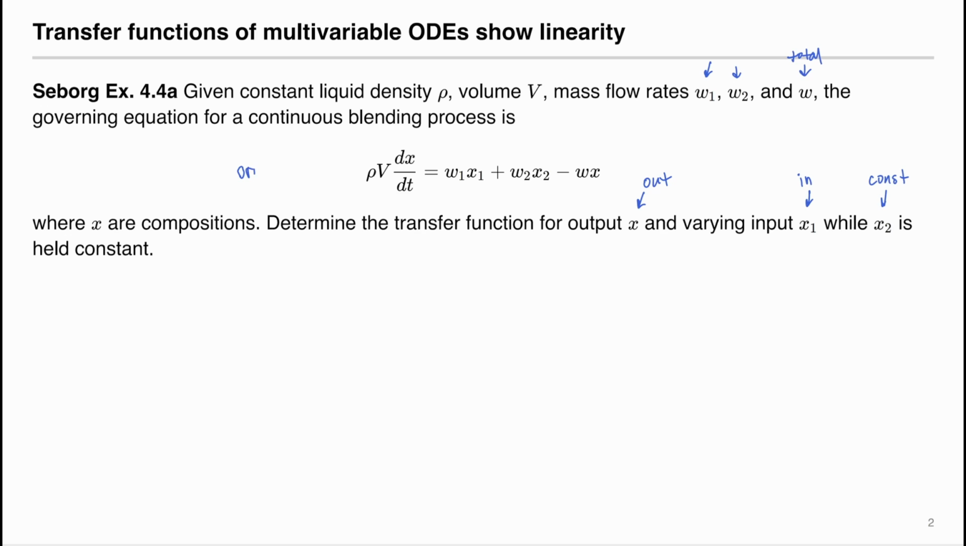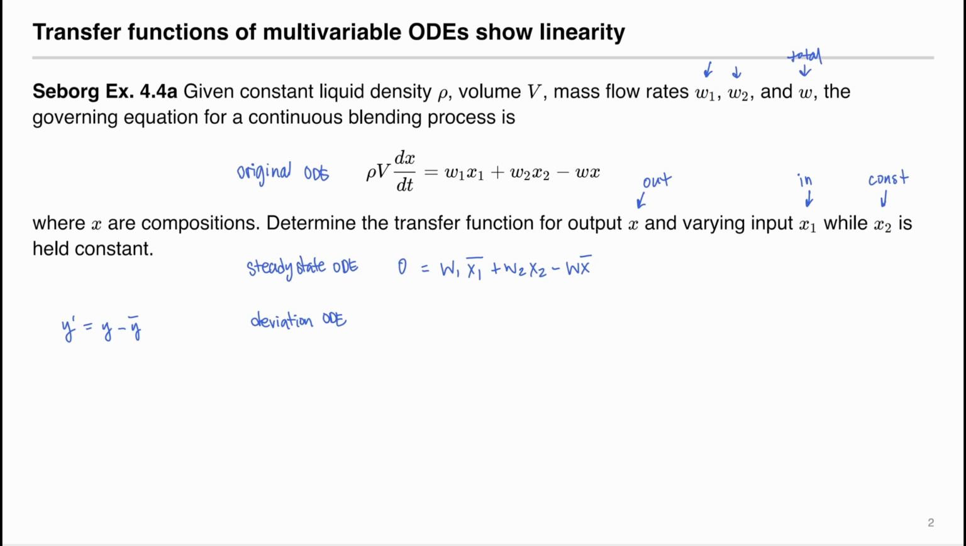So we're given the original ODE. We want to find the deviation ODE. And recall that the deviation is equal to original minus steady state. So we want to find the steady state. At steady state, all time variation goes to 0, so the left side is 0. And on the right, we write out everything. And then note that the input and output will be at steady state. So the output X will have a bar, and the input X1 will also have a bar.